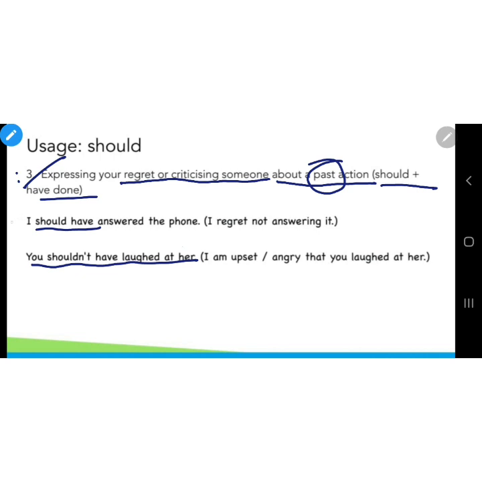So in the first case, I regret not answering the phone. So it is a past action. In the second case, you should not have laughed at her. So I'm just giving my opinion. I'm criticizing someone because I'm upset and angry that you laughed at her. Okay, next.